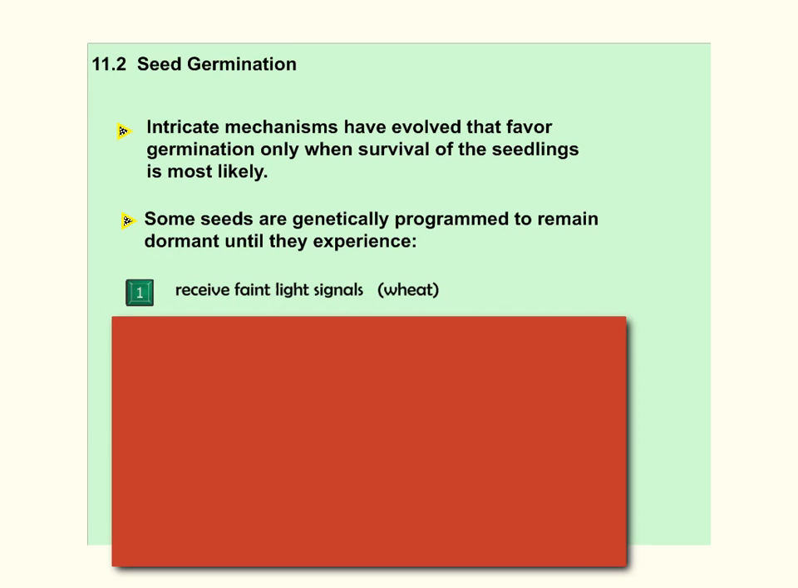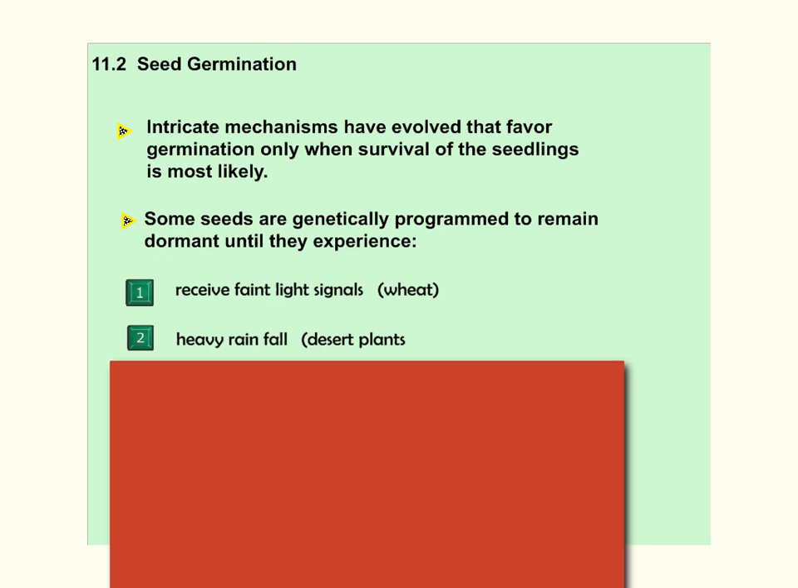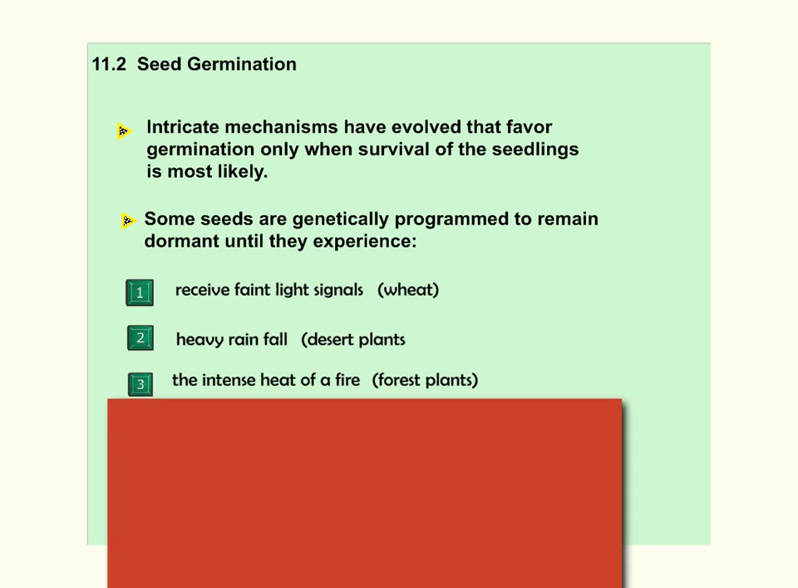Here's my first example. Receive faint light signals. Wheat is a great example of this. So wheat seeds will remain dormant, not germinating until they experience light. Another example would be desert plants. You notice this a lot. Once we get intense heavy rainfall during the rainy season in most deserts, that's when you will see those seeds begin to germinate.